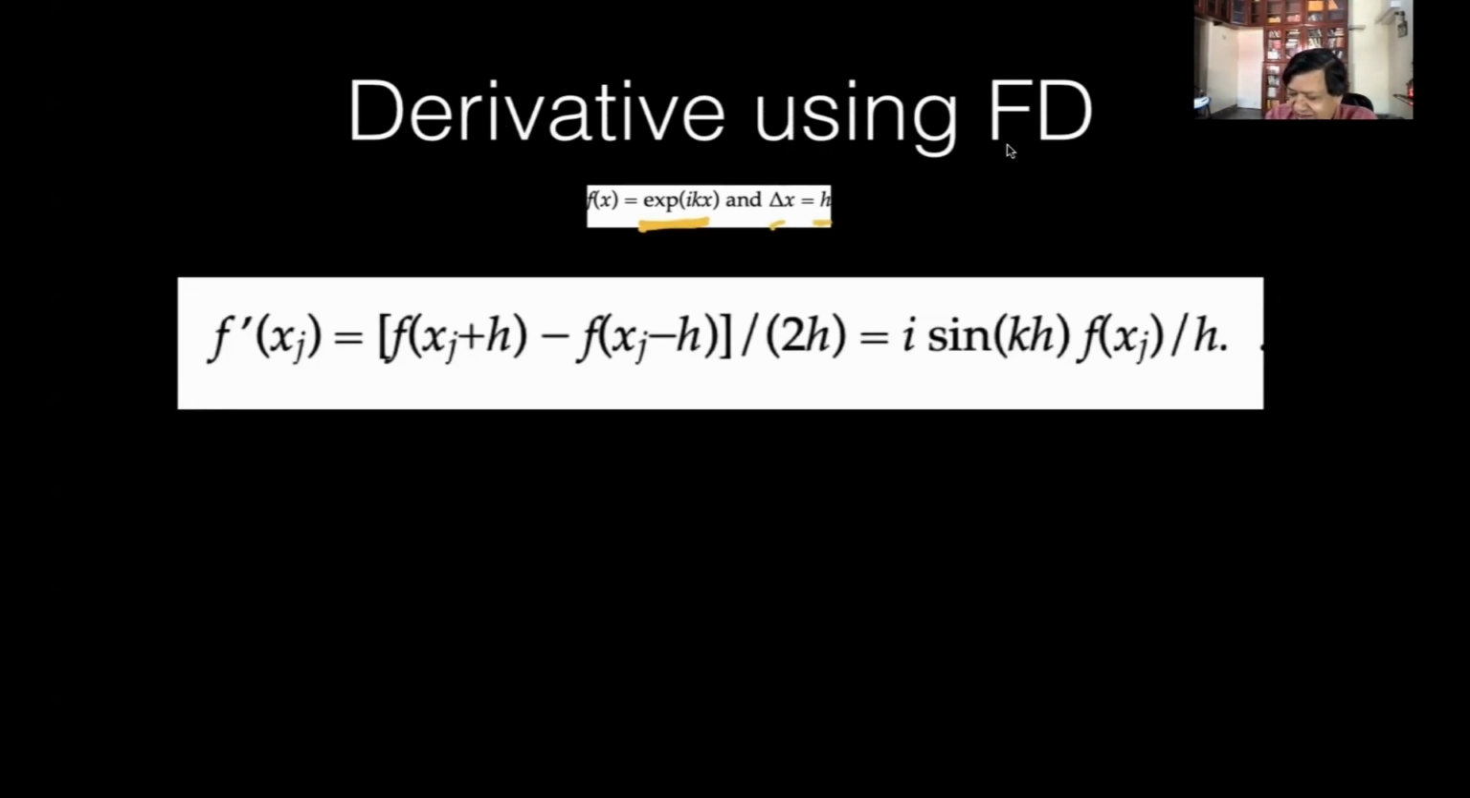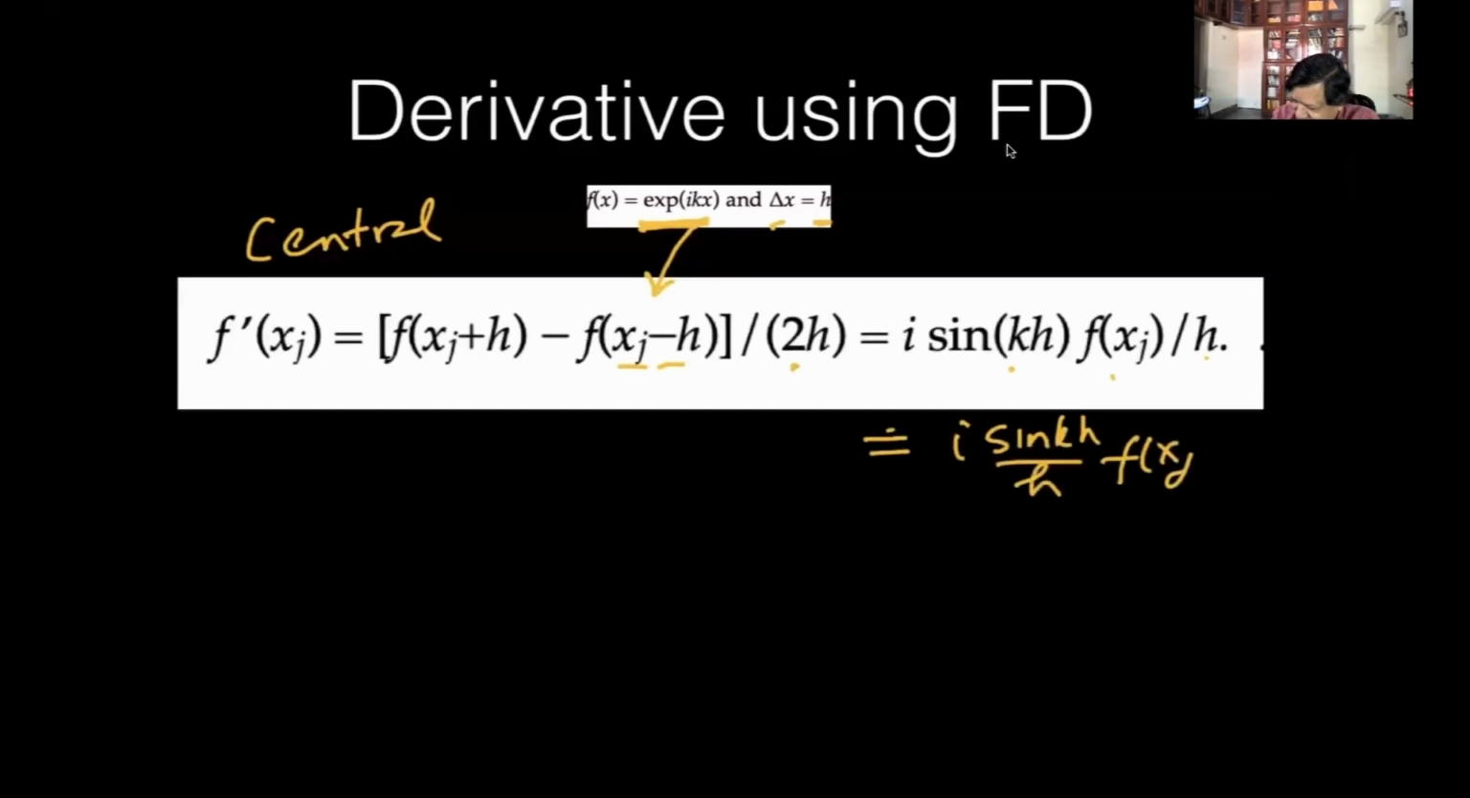So my derivative using central difference scheme. What do I do? Central difference is f(x+h) minus f(x-h) divided by 2h. Substitute this function, then I'll get i sin(kh) by h times f(xj). So this is a standard formula. I mean, you just substitute, you'll get this. Now we can rewrite this as i sin(kh) by h times f(xj).